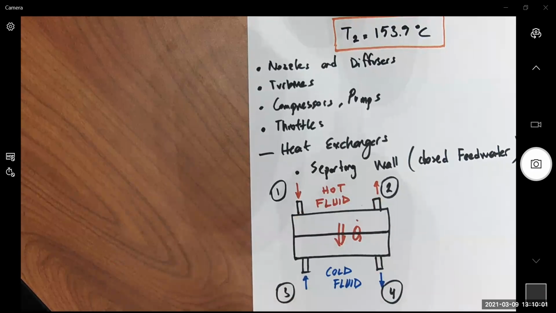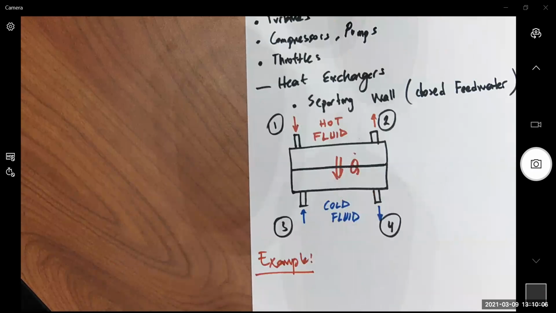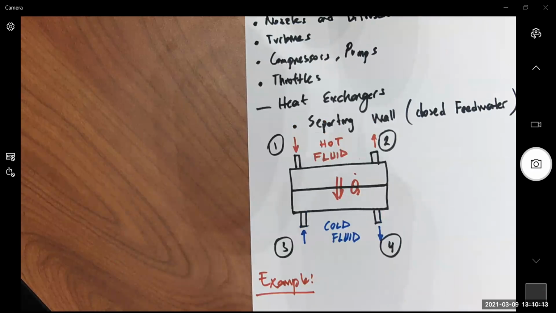Let's look at one example. Any questions? For this one, do we know Q? Not always. Sometimes you are given it, sometimes you need to calculate it. In this case, we don't know it. What I'm saying is you determine your boundaries based on the problem.